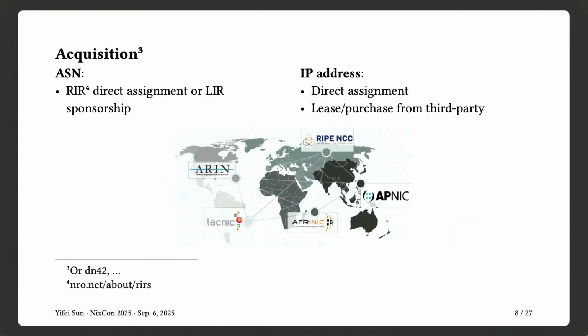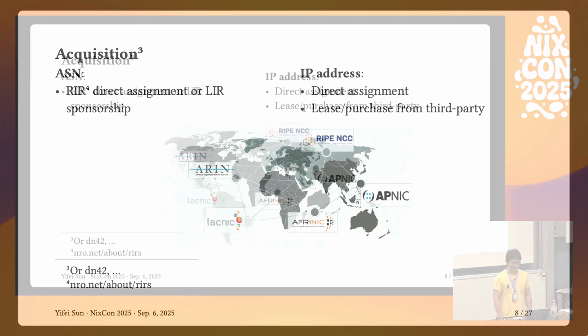To get resources, usually you would go through RIRs, which means regional internet registries. There are 5 of them. Or you can get it from a LIR, which means a local internet registry. And for IP addresses, you can get a direct assignment. There's a waitlist for IPv4 right now, and for v6, they're just giving it out for free, a lot of them.